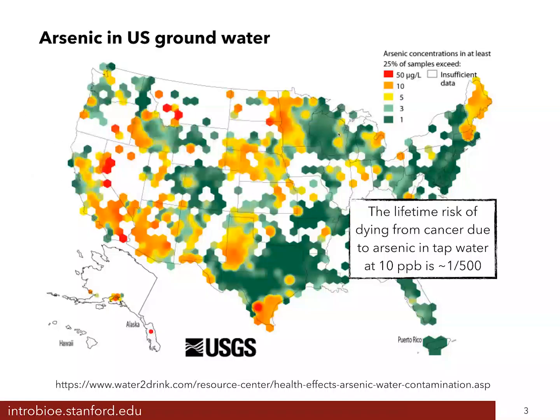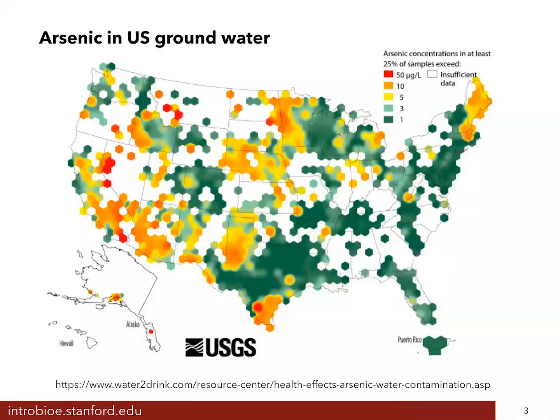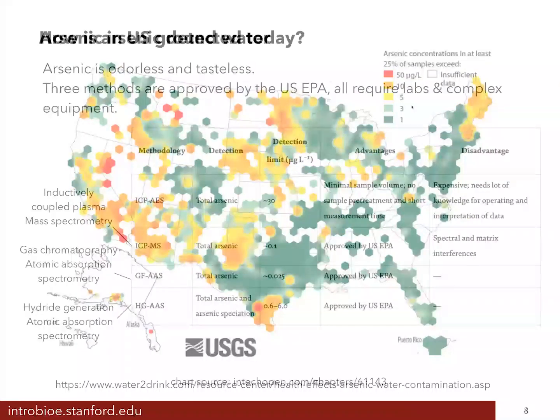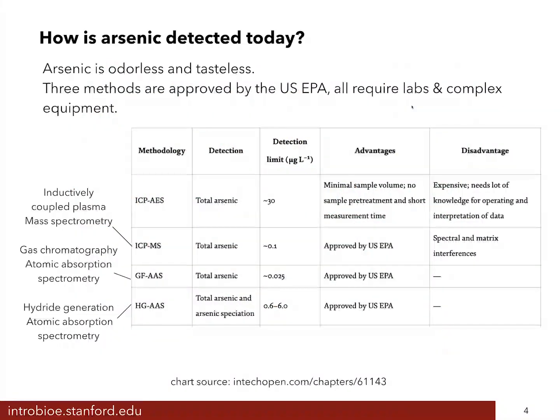Just to give you a kind of clearer picture of the map, here it is. And I want you to notice that it's all over the country and that it's not easy to detect arsenic in groundwater. Arsenic is odorless and tasteless. There are methods approved by the U.S. Environmental Protection Agency for detecting arsenic in water, but all of these approved methods require labs and complex equipment.